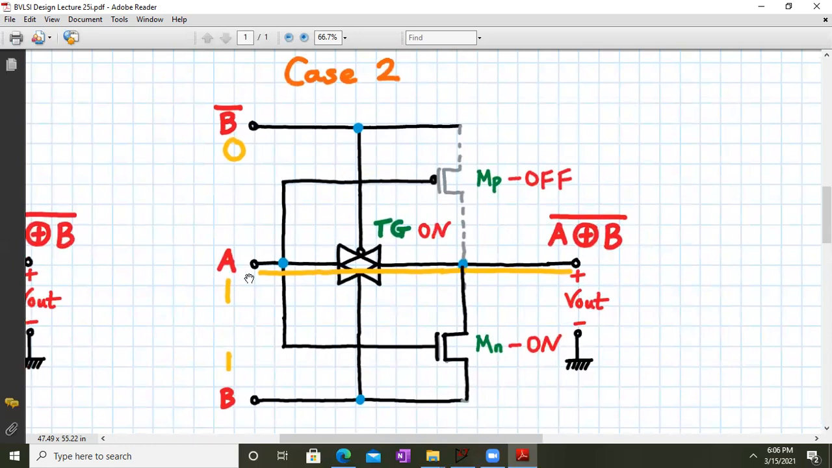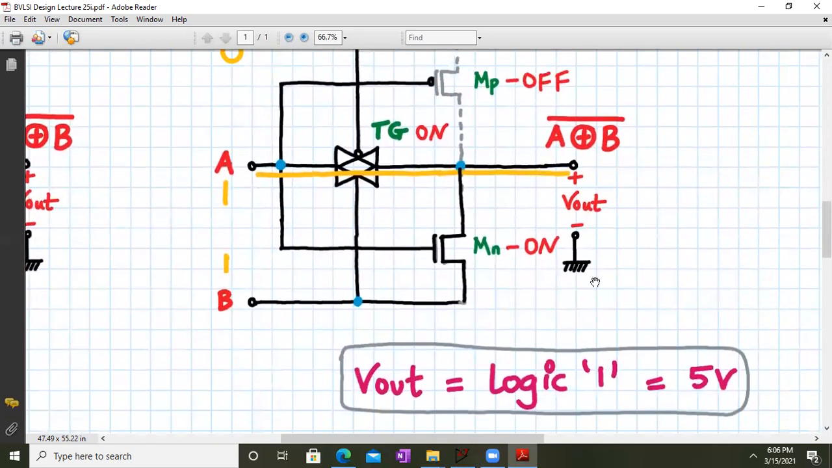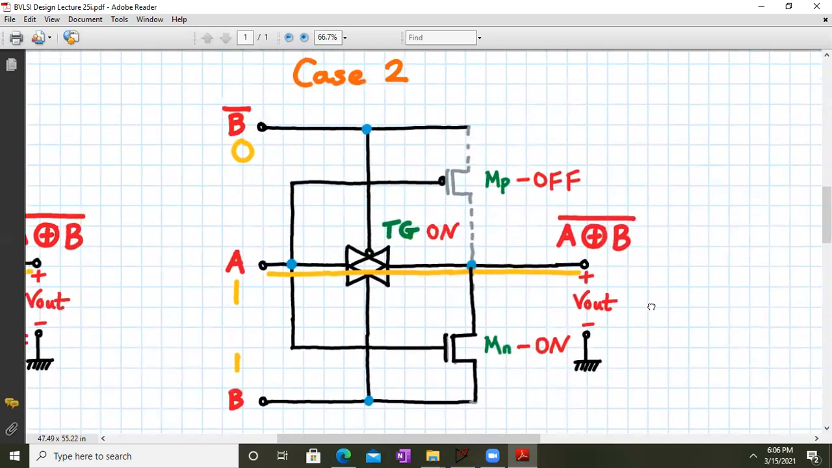In the next case, we have A as 1 and B also as logic 1. So in this case, since B is logic 1, B bar will be logic 0. So this transmission gate will be on. At the same time, since A is logic 1, your NMOS will be on and PMOS will be off. Okay. And your transmission gate is on, and it will pass a strong logic 1 as it is at the output. So whenever both the inputs are same, we get a strong logic 1 at the output. Hence your Vout is a strong logic 1, equal to 5 volt. Okay, so this is case number 2 when both the inputs are same.